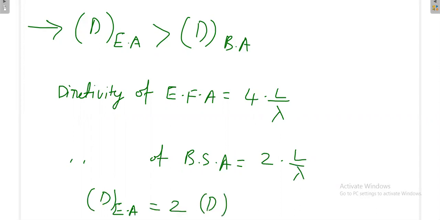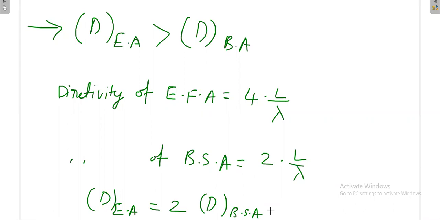Very, very important. It has come often in the exam. You will study a lot of things, finally they will simply ask directivity: 2L by lambda or 4L by lambda. Without confusion, please remember properly, or have the intuitive idea of which will have more directivity, broadside array or end fire array. In general, the end fire array will have more directivity because it is radiating in lesser directions. Broadside array is radiating in more directions, so it has less directivity. That is the idea to remember.